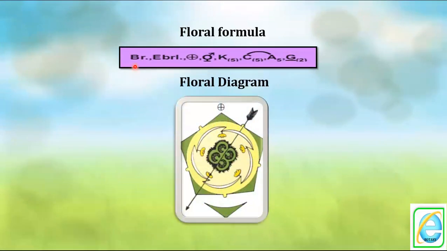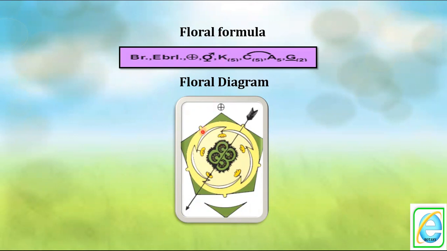Now the floral formula. The floral formula of Datura metel: the flower is bracteate, small bract is present, but it is ebracteolate. The bracteole is completely absent. The flower is an actinomorphic flower, that means it is star shaped and can be divided into three or more identical sectors. It is a bisexual flower, with the presence of androecium and gynoecium.